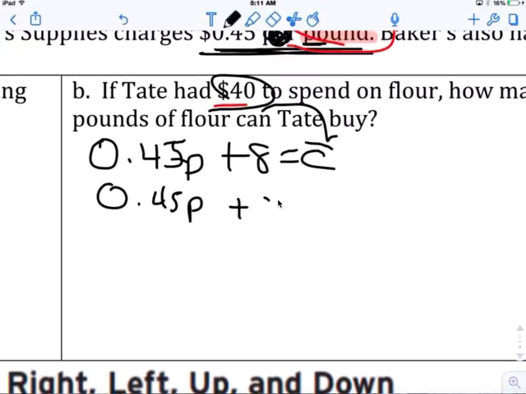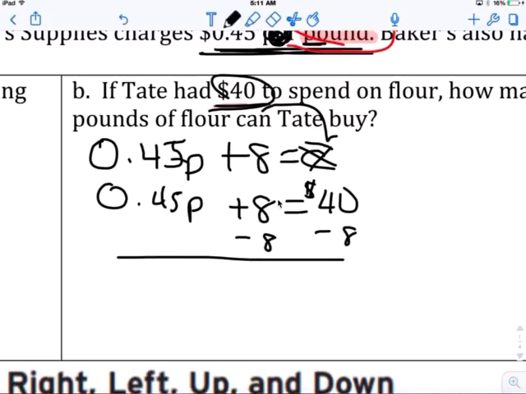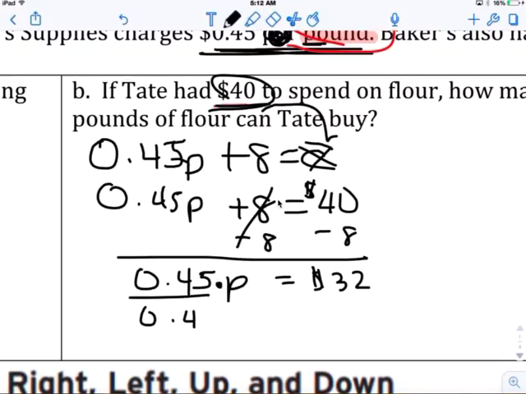0.45p plus 8 equals, in place of C, you put this $40. Minus 8, minus 8. Minus the $8 fee, you get $32. And every pound is 45 cents. They want to know how many pounds you can buy. So last step, this is multiply. The opposite of multiply is divide by 0.45.